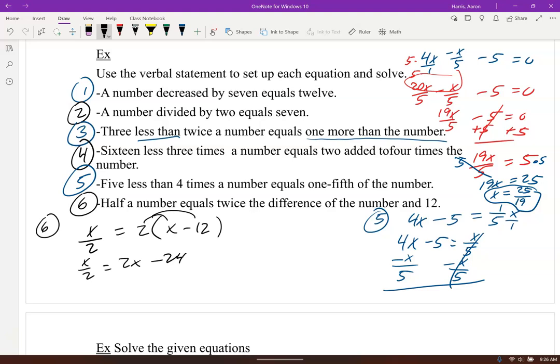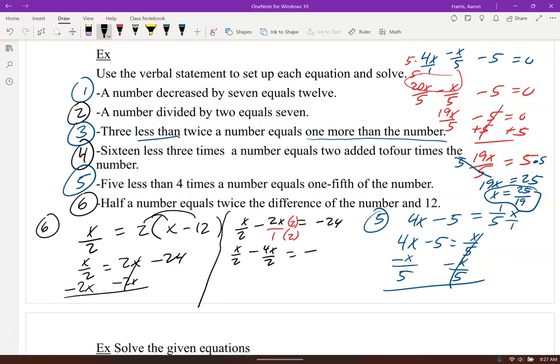Get all your x's on one side. So I'm going to subtract 2x, subtract 2x. So I have x over 2 minus 2x equals negative 24. So get a common denominator. Let's multiply this by 2. So we have x over 2 minus 4x over 2 equals negative 24. So now I can write it as x minus 4x all over 2.